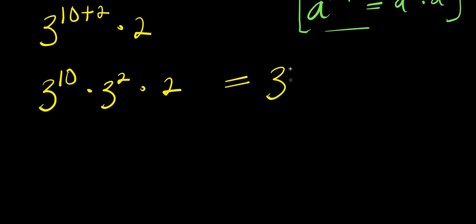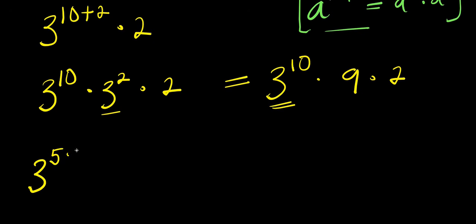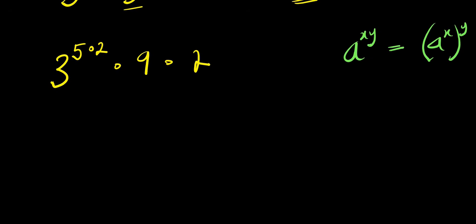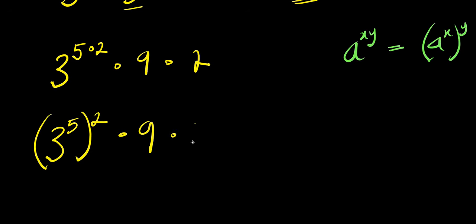And this gives us 3 power 10 times 3 power 2 is 9 times 2. We need to find the value of 3 power 10. That is 3 power 5 times 2 times 9 times 2. Now, a power x times y equals a power x power y. From here, we have 3 power 5 power 2 times 9 times 2.